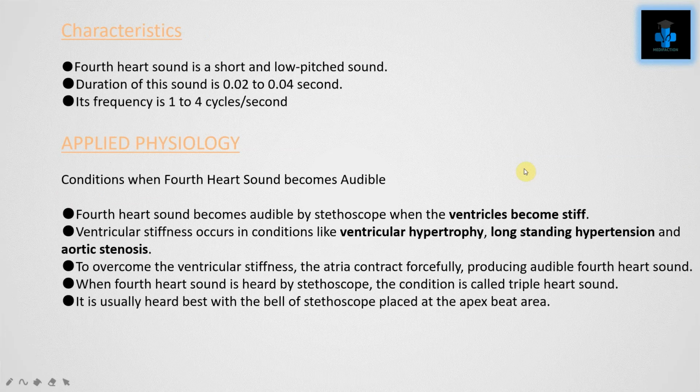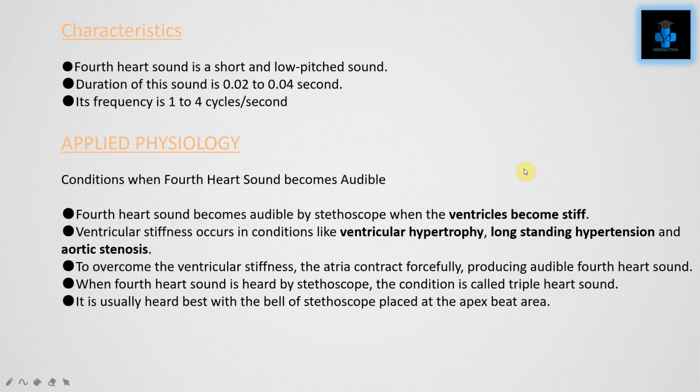Characteristics of fourth heart sound. The fourth heart sound is a short and low pitched sound. Duration of this sound is 0.02 to 0.04 second. Its frequency is only 1 to 4 cycles per second.